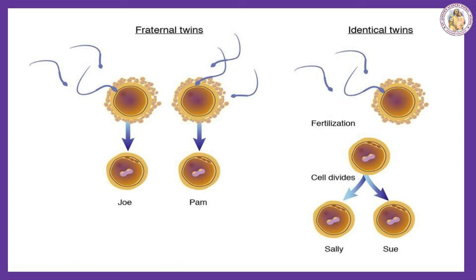You can see the picture. In identical twins, a single egg is fertilized and then divides into two embryos. That is, a single egg and a single sperm, and the zygote splits. That is how identical twins develop.